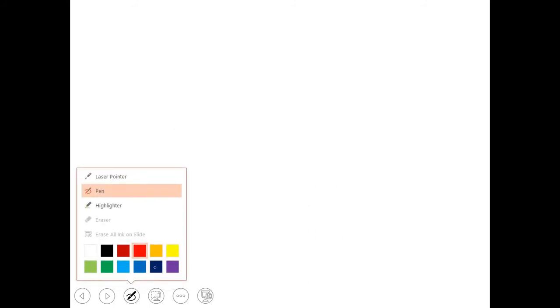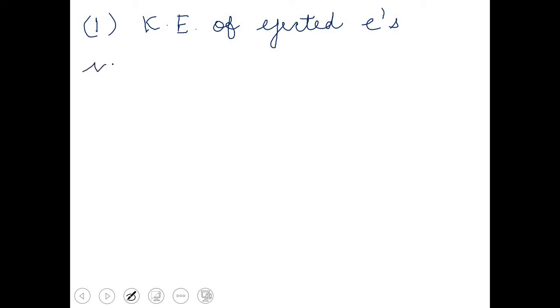Now I just want to write the points which I have discussed with you just now in the form of statements. The first statement was that the kinetic energy of ejected electrons, ejected electrons meaning I'm talking about photoelectrons, increases.